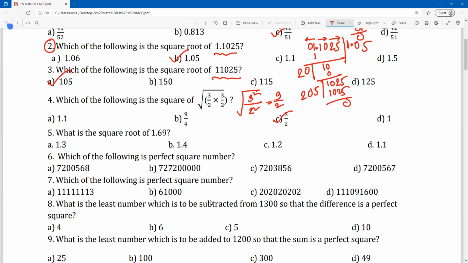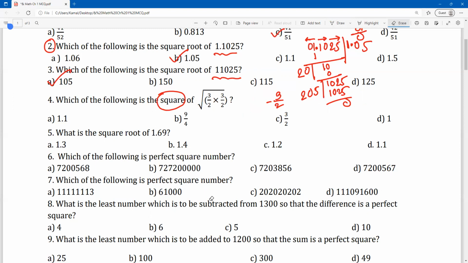Okay, now three is done and two is okay. Nine. Now the question requirement. Actually, we have made a mistake here. Which is the following square? Which is the following square, not the square root? So I think we have made a mistake here.